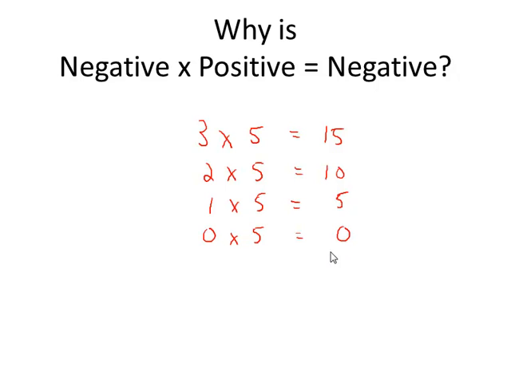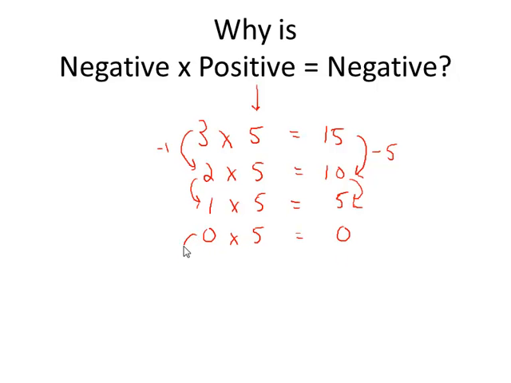Haven't seen a negative number yet, but I want you to notice the pattern. I used the second factor of 5 in all of these products. And as the first factor drops by 1, the product is dropping by 5. Right? As we go from 2 to 1, we go from 10 down to 5. And again, from 1 to 0, we drop by 5 for the product.